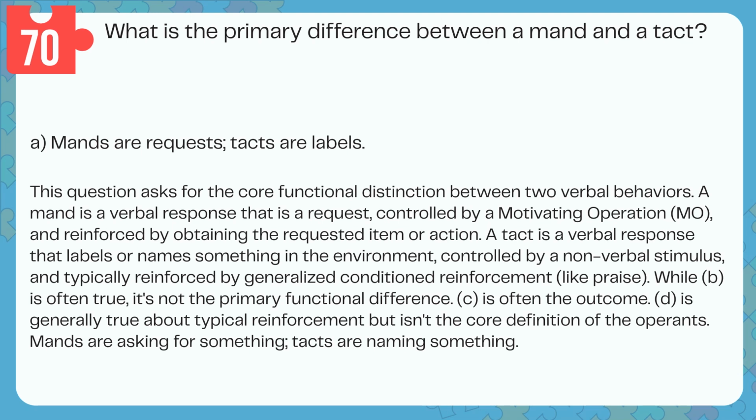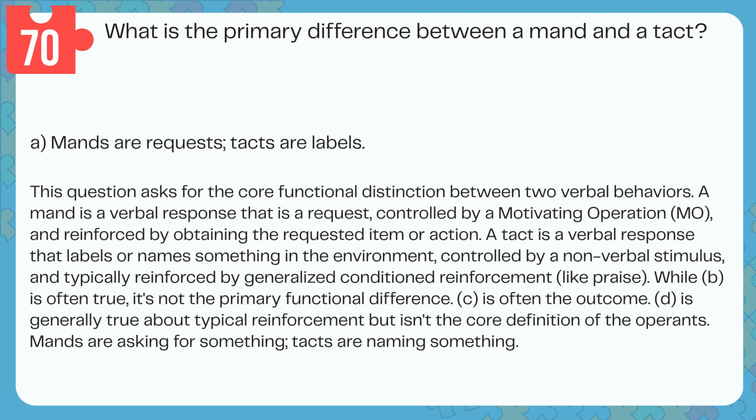Answer A. Mands are requests, tacts are labels. This question asks for the core functional distinction between two verbal behaviors. A mand is a verbal response that is a request, controlled by a motivating operation, MO, and reinforced by obtaining the requested item or action. A tact is a verbal response that labels or names something in the environment, controlled by a nonverbal stimulus, and typically reinforced by generalized conditioned reinforcement, like praise.